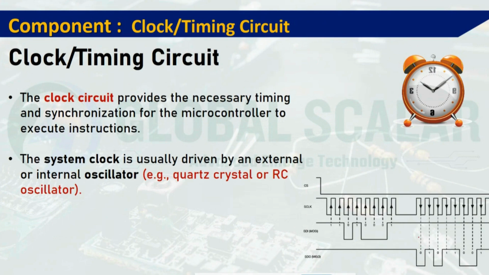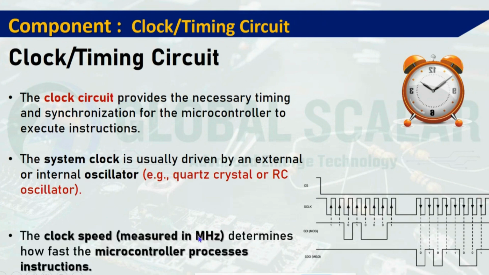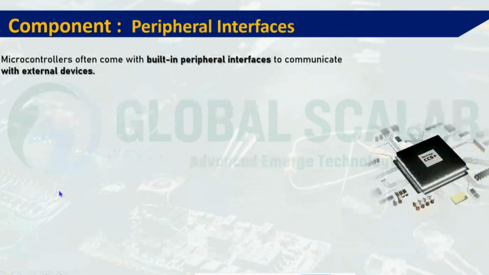So controllers have the internal oscillator that will be a part of a clock. We can say it is a part of the microcontroller where it sends the clock continuously. With respect to the clock, the data will be decided. So here the clock speed is measured in terms of megahertz, and whenever we set a higher processor clock, the processing of data will also be faster. So that's how the clock timing circuit will be decided.